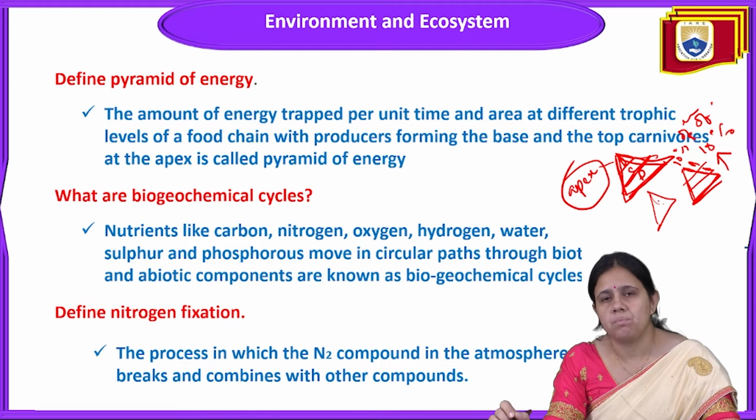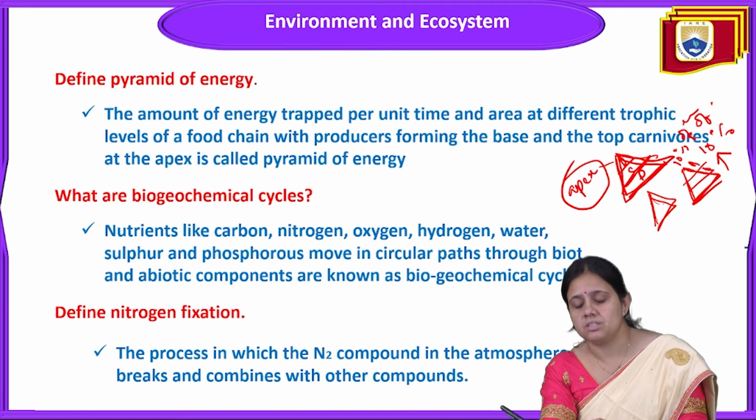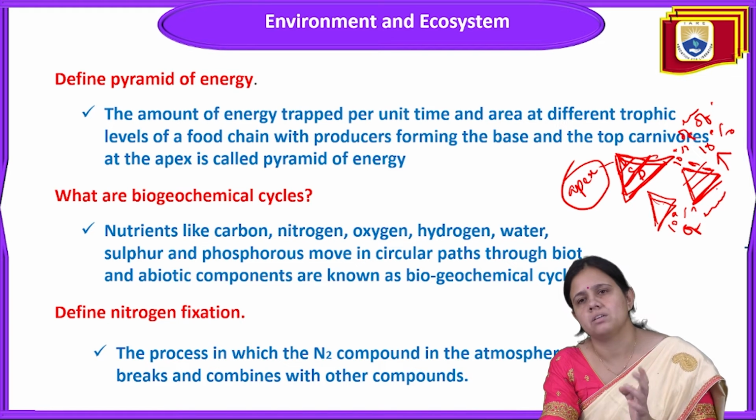This is a very important question that has been asked in every examination: why is the pyramid of energy always in this upright shape? It is all due to the 10% loss of energy from one trophic level to another trophic level.